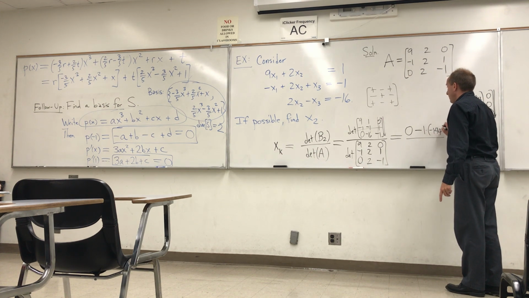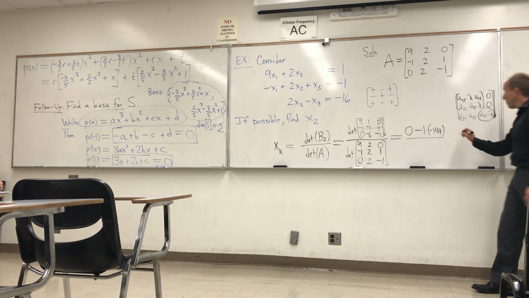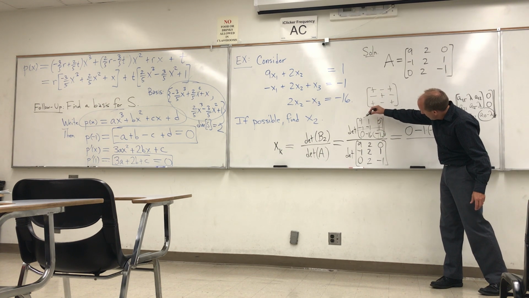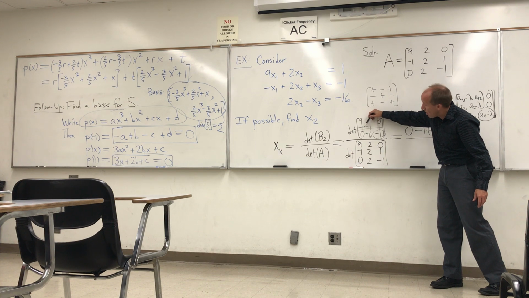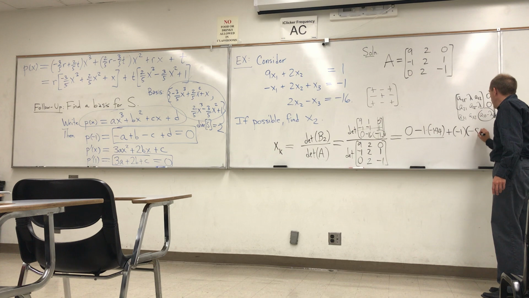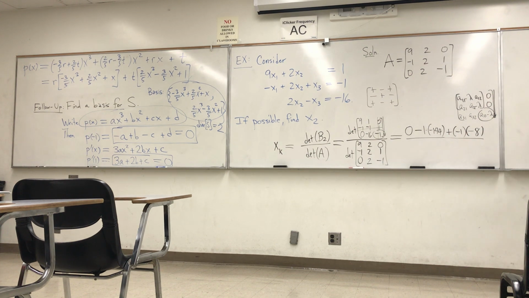So it should be negative 144. Okay? And then plus negative 1, which is this entry, times the 2 by 2 here. So negative 9 minus negative 1 is actually negative 8. So I'll put negative 8 right there. Does this make sense?